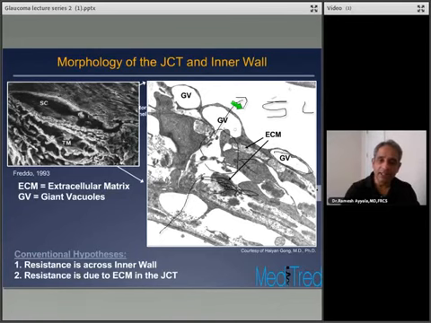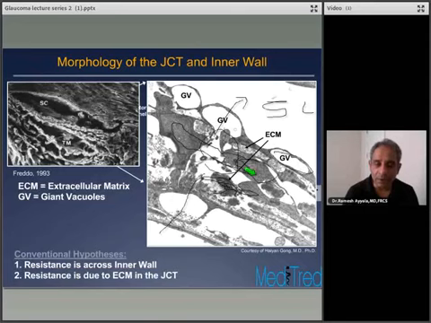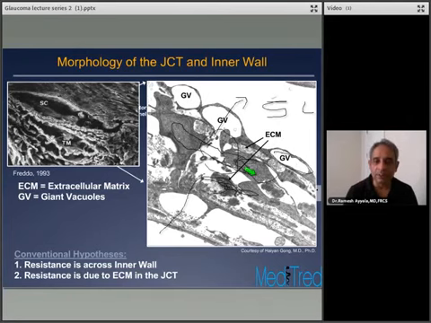Now, the buildup of this extracellular matrix in this area is what is supposed to increase the resistance in this area for the aqueous transfer across into the canal, and this is what is supposed to lead to the retention of aqueous, elevated intraocular pressure, and subsequently damage to the optic nerve, and that's what we call glaucoma.